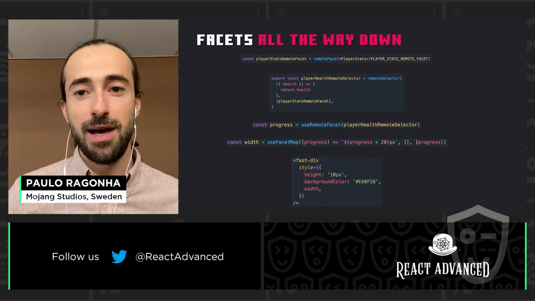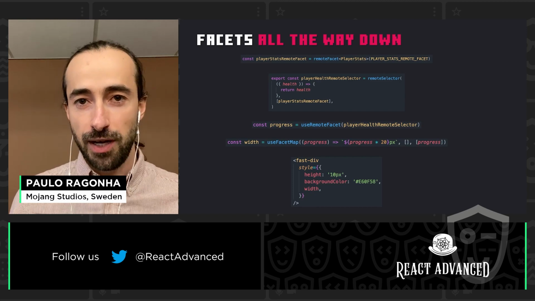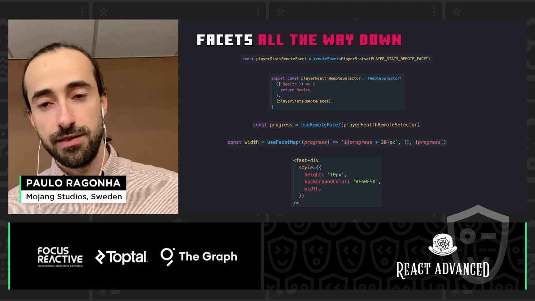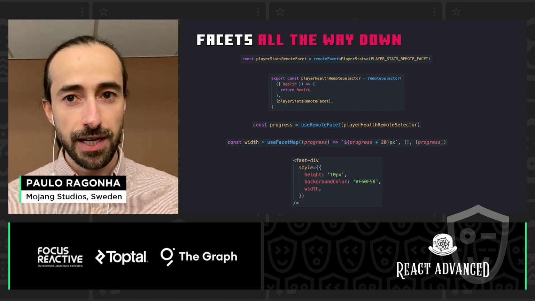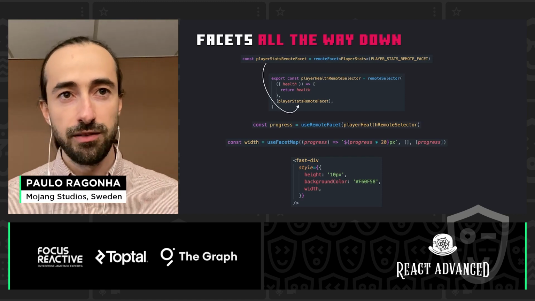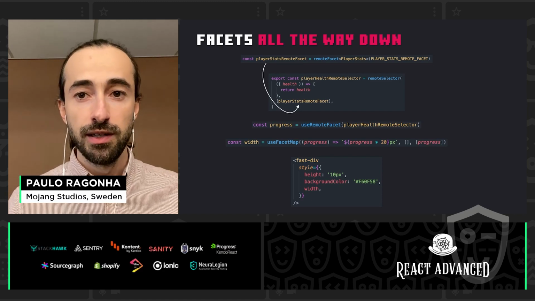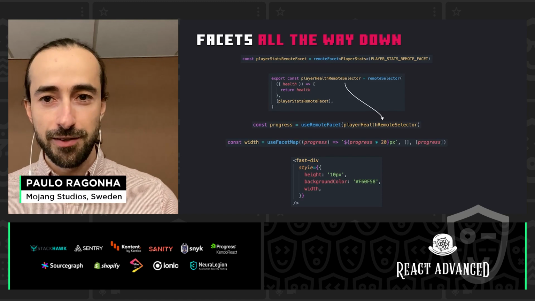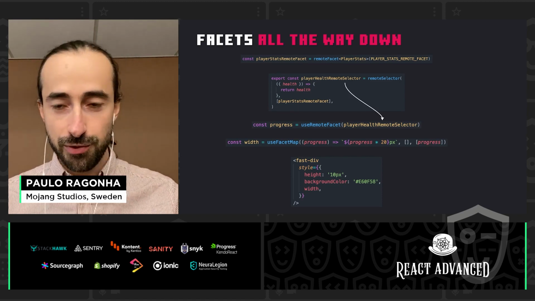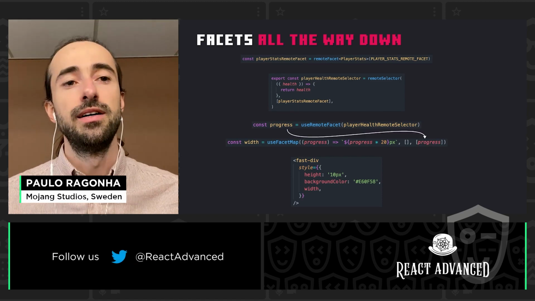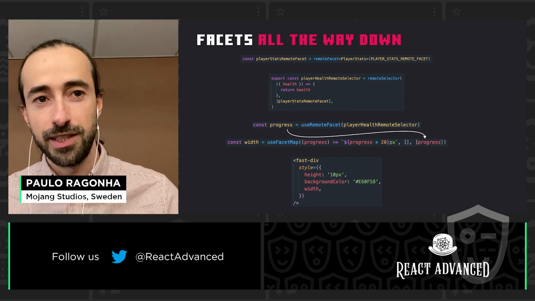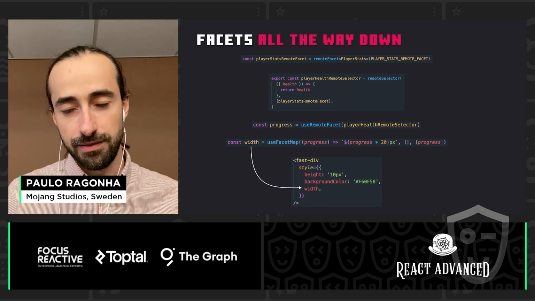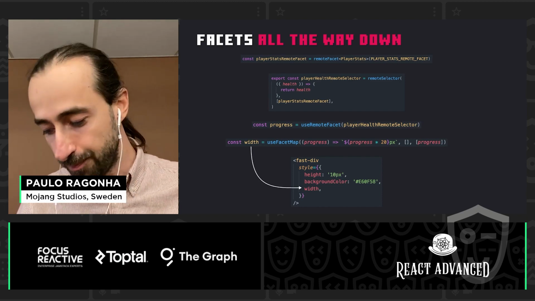So this is what's happening in the end, right? We have at the top our player stats remote facet. Once that gets notified of an update from the C++ side, that data gets passed down to the player health remote selector that then picks just the health from the data. That is then passed to the use remote facet, which triggers the subscription. Then it goes through the use facet map that transforms that. And then the width finally gets down to the fast div, and the DOM is actually updated.